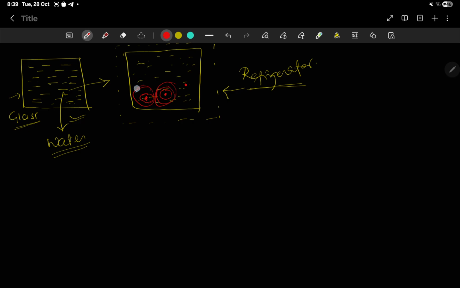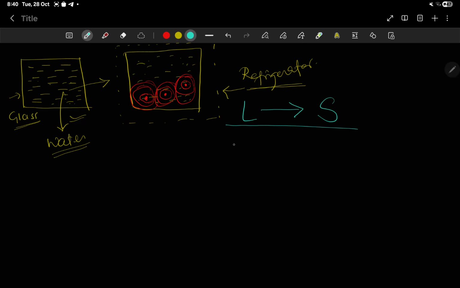Okay, and we will get ice inside the domain. Okay, so this is the fundamental concept which we have to keep in our mind during the liquid to solid phase transformation. Okay, now we have seen this transformation is varying with respect to time, right? Now let's try to explore it more.